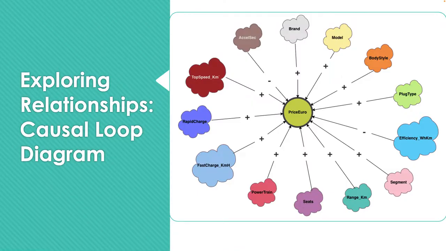Looking at the causal loop diagram, I thought that all features would have a positive relationship with price, with the exception of acceleration and efficiency, which the lower the number, the better for these. So I thought it would have an inverse relationship, so the lower the efficiency value, so the more efficient a vehicle is, the more expensive it would be, and the faster the car accelerated, so the less number of seconds it took to accelerate to 100 kilometers, the more expensive the vehicle would be.